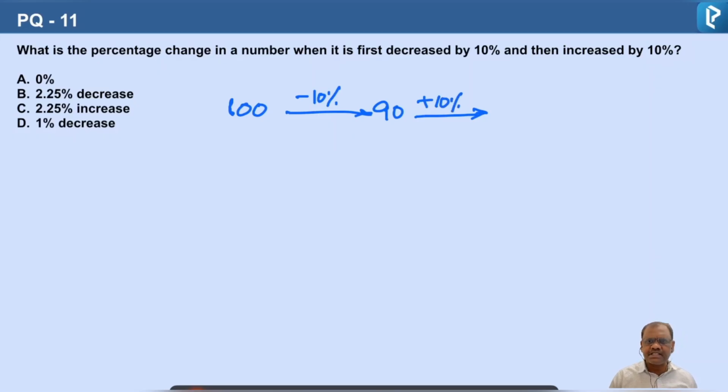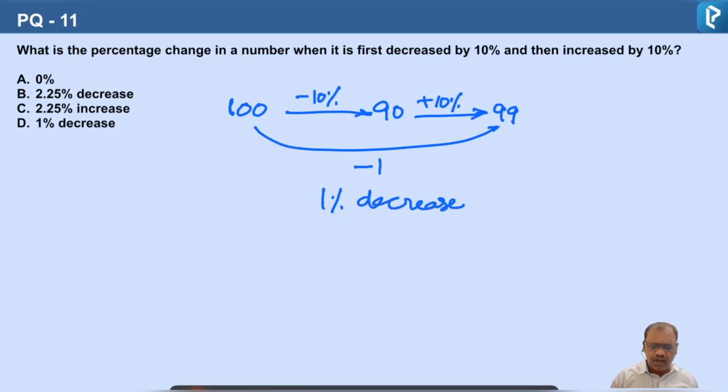So what is 10% of 90? 10% of 90 is 9. If we add 9, it becomes 99. So what is the overall change? 100 is becoming 99, so that is minus 1. That means a 1% decrease. Negative denotes that it is a decrease. So 1% decrease is the overall net change in the percentage. So option D is the right answer.